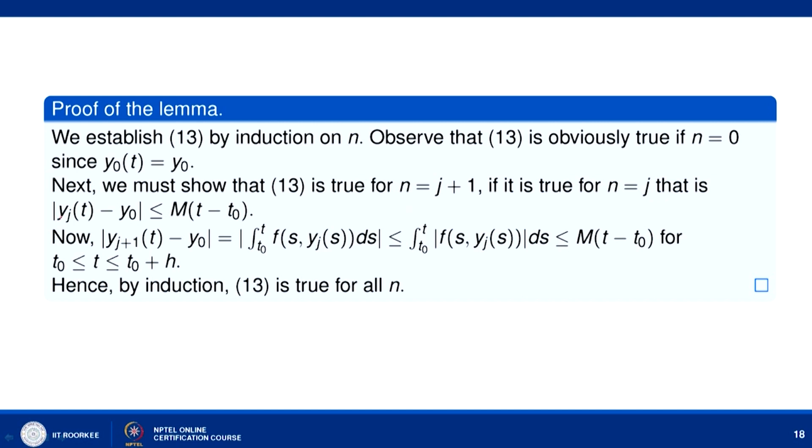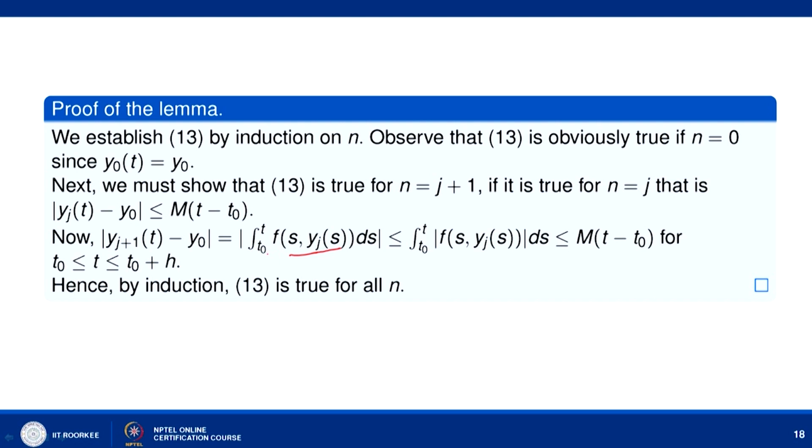So, we want to show that if we assume modulus of yj minus y naught is less than or equal to m times t minus t naught, then modulus of yj plus 1 t minus y naught is also less than or equal to m times t minus t naught. So, for that, let us calculate this quantity, modulus of yj plus 1 t minus y naught, which is equal to the integral from t naught to t of f of s, yj s ds. Now, here we already know that this s, yj s belongs to the rectangle, and we already know that in this rectangle your f is bounded by m.